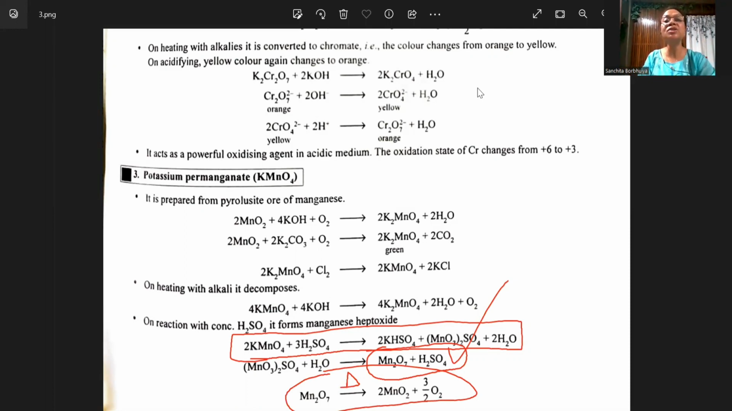So these were a few reactions of potassium permanganate.